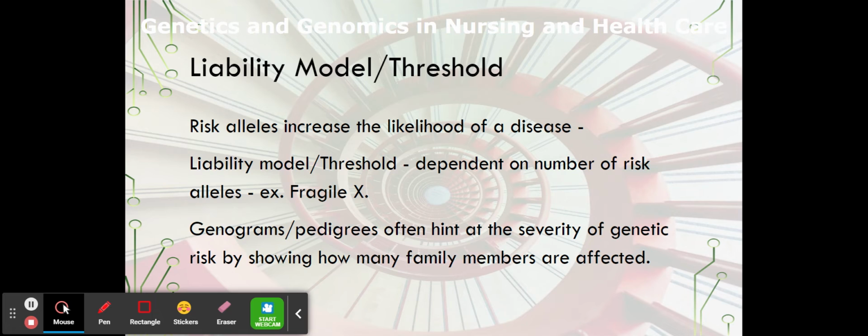So you need a certain number of those risk alleles to have Fragile X. You need fewer of them to be a carrier for Fragile X. And fewer than that, and I do believe the number is under, it might be 5 to 20 copies.